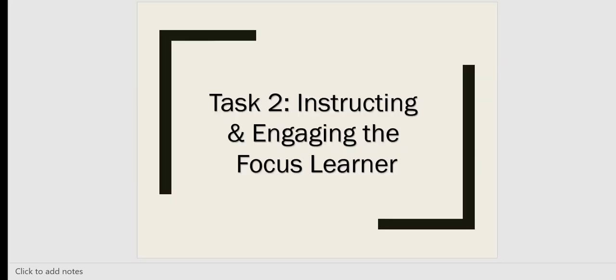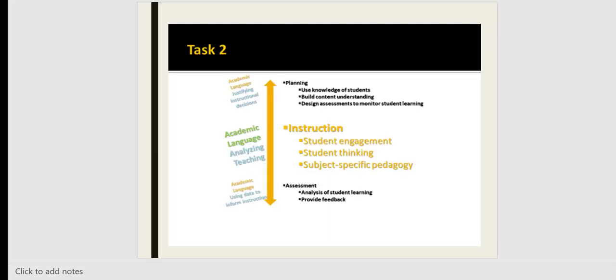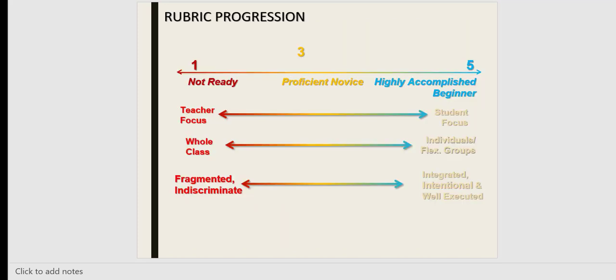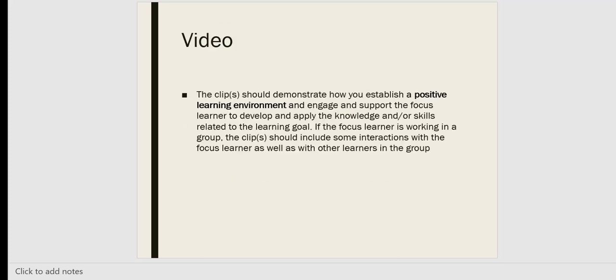For task 2, engaging the focused learner, we want to think about how, from the instruction we've planned, we can facilitate instruction that promotes student engagement, thinking, and that uses subject-specific pedagogy. So our aim on these rubrics is to try to reach toward the score of 3, which is like proficient novice. We will collect video evidence of our teaching.